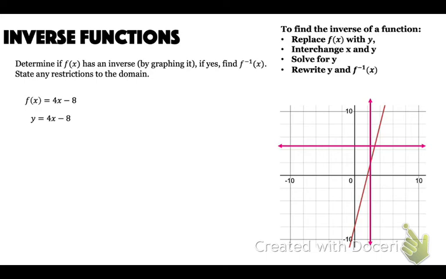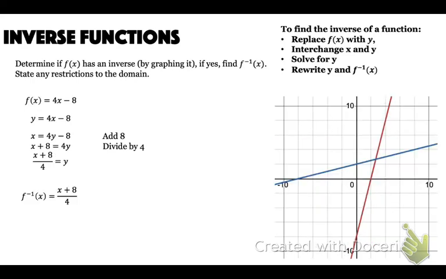So that means I can switch my x and my y's. Well, first, let me go back. I'm going to put y in for f of x, and then I'm going to switch my x and my y. So this would be x equals 4y minus 8, and then I just need to solve for y. So add the 8, divide by 4, and I get f inverse of x equals x plus 8 over 4.